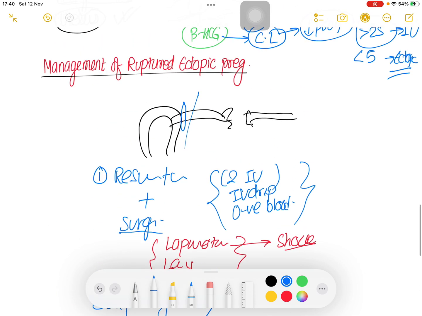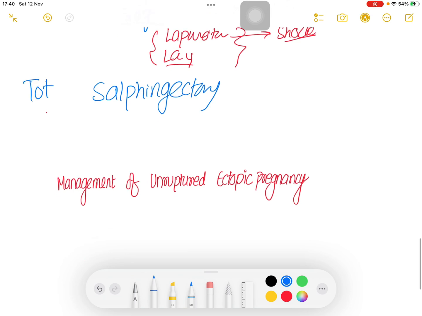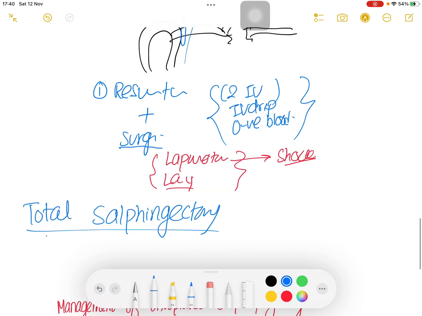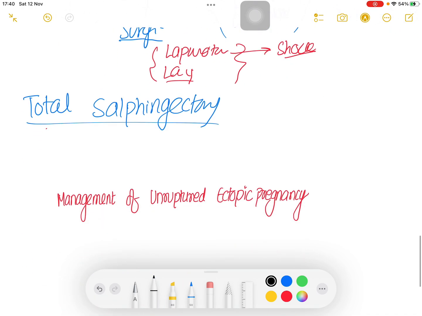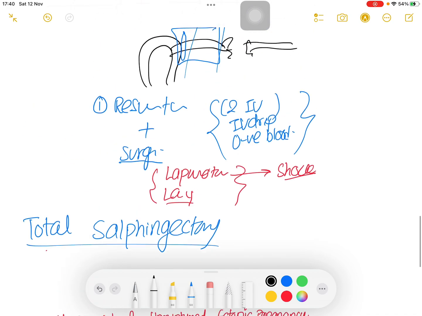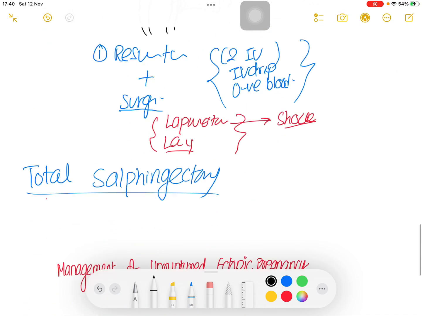What type of salpingectomy is done? Total salpingectomy is done, because if we cut here, as in a segmental salpingectomy, there is no use of this remaining fallopian tube in the future. So total salpingectomy is preferred in the ruptured ectopic pregnancy.